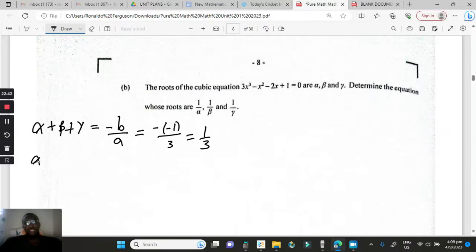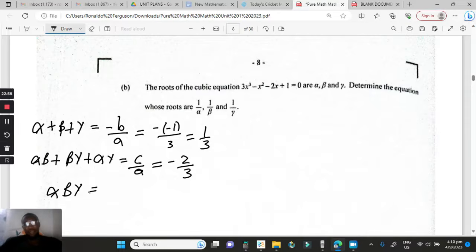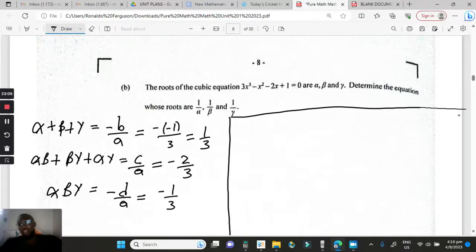The next thing you proceed to do is write down alpha beta plus beta gamma plus alpha gamma, which is c over a, which is negative 2 divided by 3. Then you write down alpha beta gamma, which is minus d over a, which is negative 1 over 3. The next thing you do is find the new sum. So the new sum is going to be 1 over alpha plus 1 over beta plus 1 over gamma.